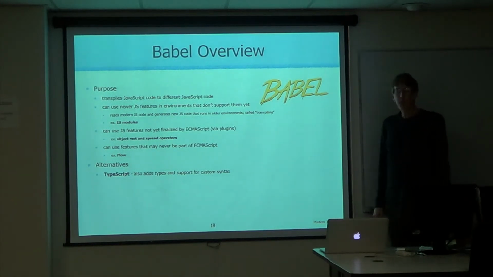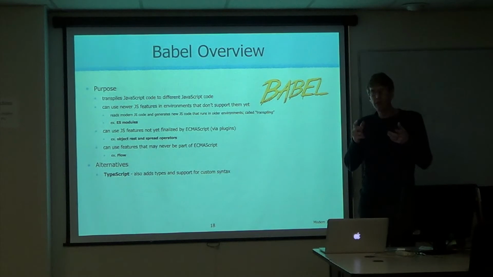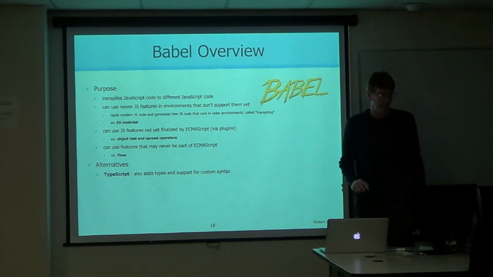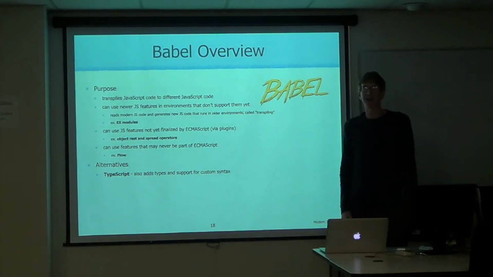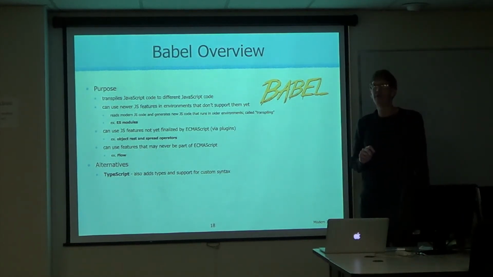So Babel transpiles JavaScript code into different JavaScript code. And it lets you do several different things. It lets you use features in an environment where it's not supported yet. So it could be an official thing in JavaScript, but this one environment, maybe this browser doesn't support it. And so you can transpile to code that will work in that browser. It will let you use features that aren't finalized yet in JavaScript because you want to use them anyway. Like you want to use object spread. Yes, you do want to use that. And so you can with Babel. Or you could use features that may never be a part of ECMAScript. Like you want to use types, maybe using flow. Then Babel will let you do that.